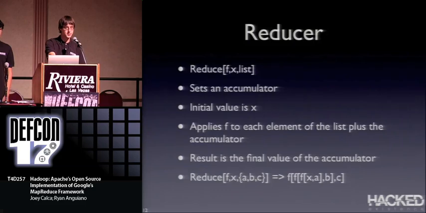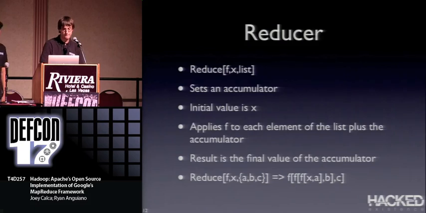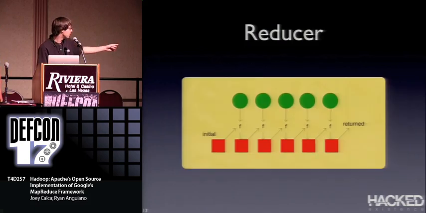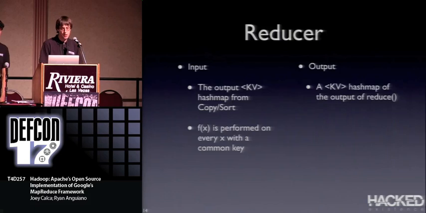So here's what it would look like algebraically. You apply f of x. X is your initial value, and then you have a, b, and c. And here's a picture of what it looks like. So you can see the block on the left, that's your initial value, and then it does it recursively, keeping the accumulated values. So your input to the reducer is the output key value hash map from the copy and sort after your mapper. F of x is performed on every x with a common key. And then your output from your reducer is another hash map, and that's what you get as your text output.